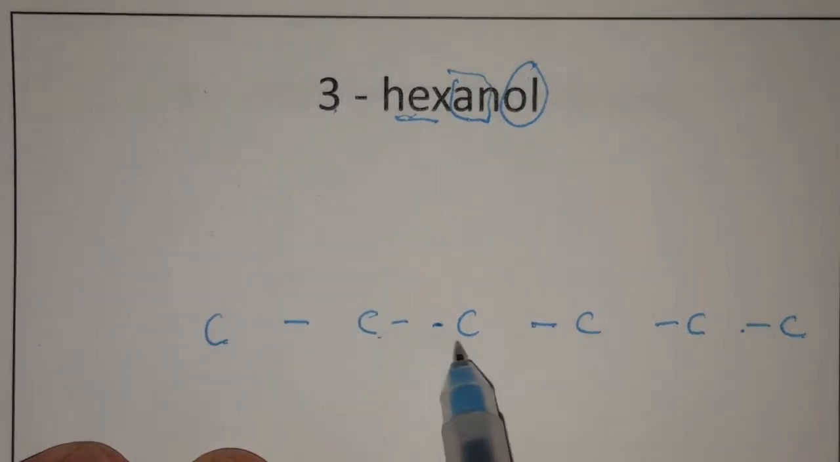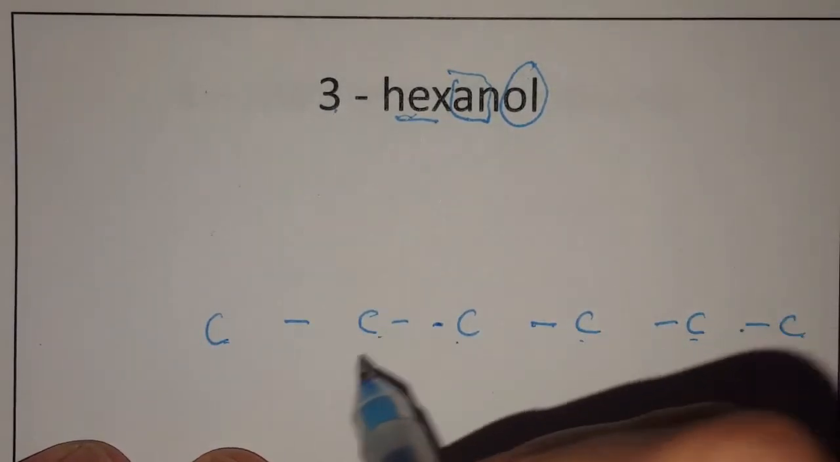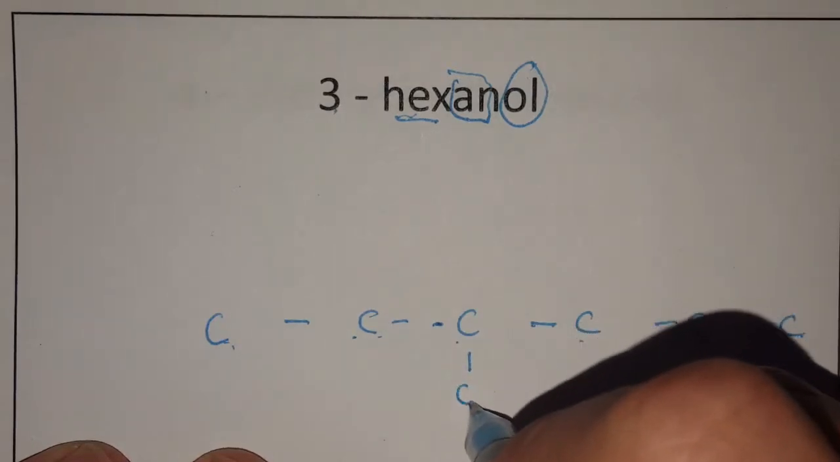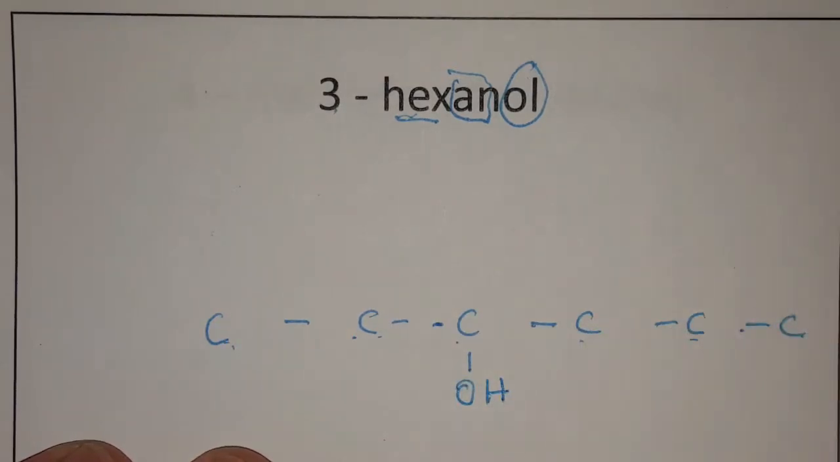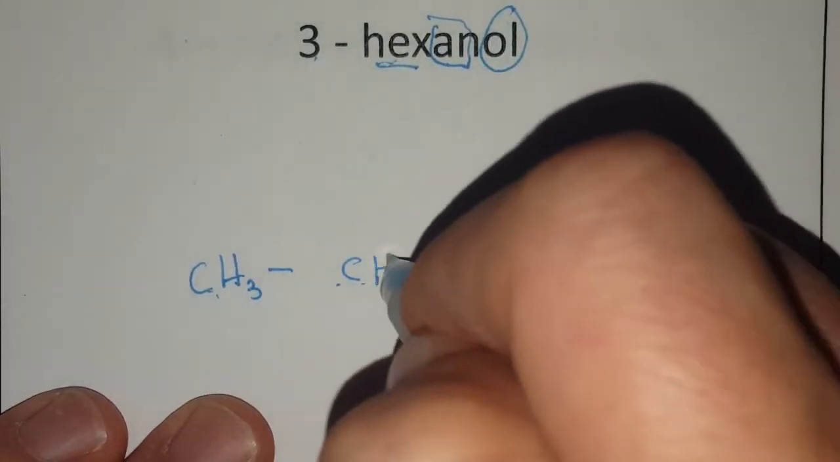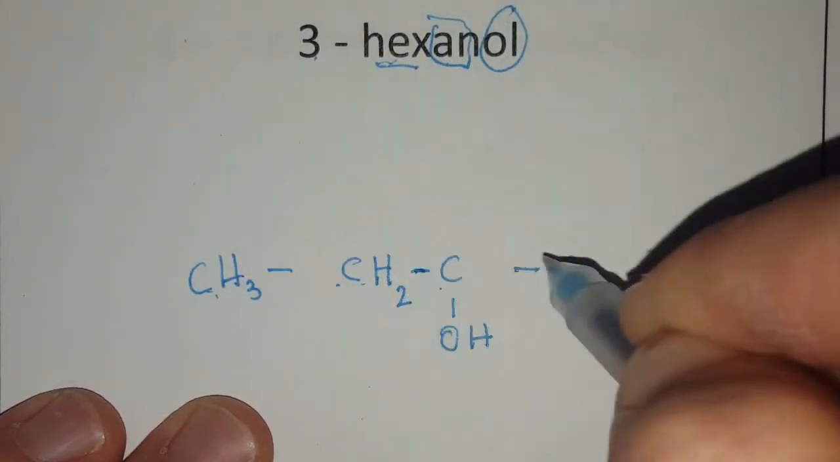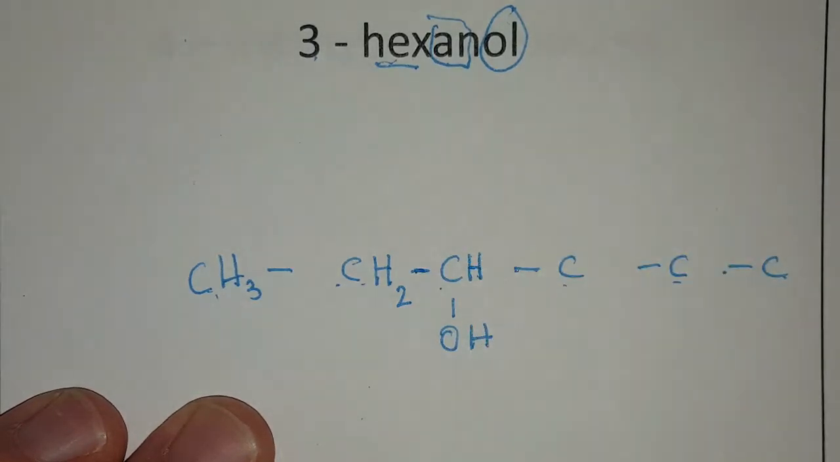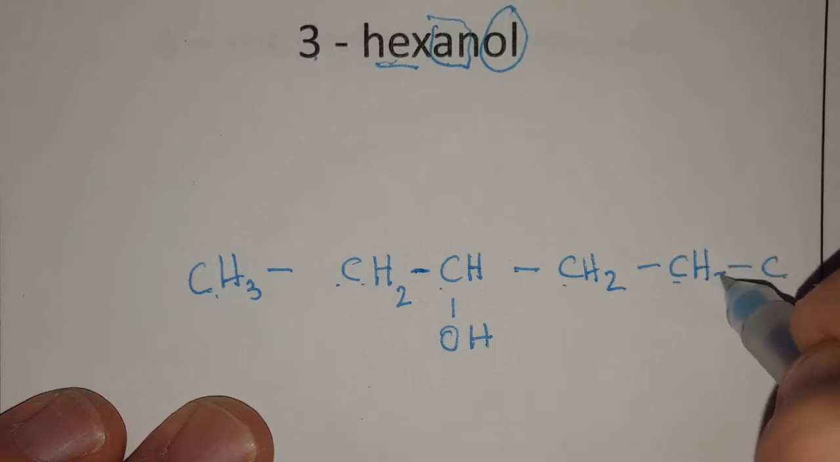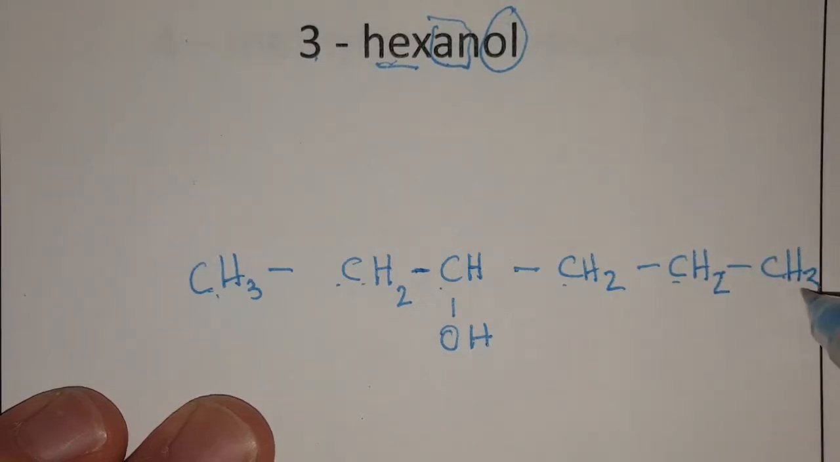So I have 1, 2, 3, 4, 5, 6. Then I'm going to go carbon 1, 2, 3. I'm going to add my OH. And then I have no double or triple bonds to add. And now I'm going to go back and add my hydrogens. So that carbon needs 3. This carbon needs 2. This carbon needs 1. This carbon needs 2. This carbon needs 2. And this carbon needs 3.